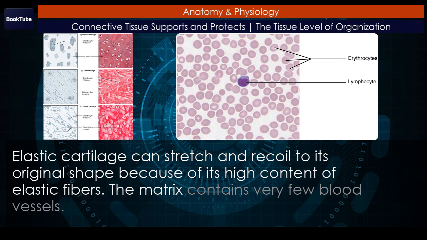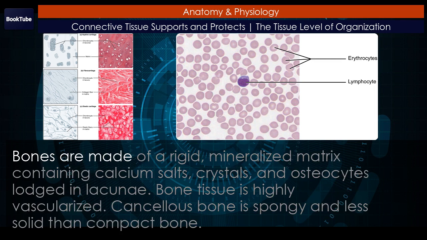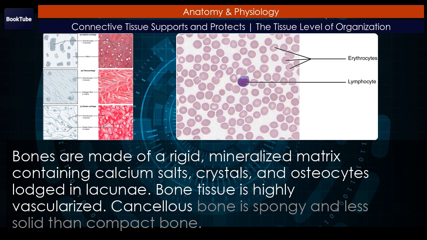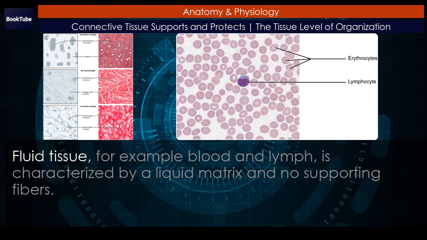The matrix contains very few blood vessels. Bones are made of a rigid, mineralized matrix containing calcium salts, crystals, and osteocytes lodged in lacunae. Bone tissue is highly vascularized. Cancellous bone is spongy and less solid than compact bone. Fluid tissue, for example blood and lymph, is characterized by a liquid matrix and no supporting fibers.